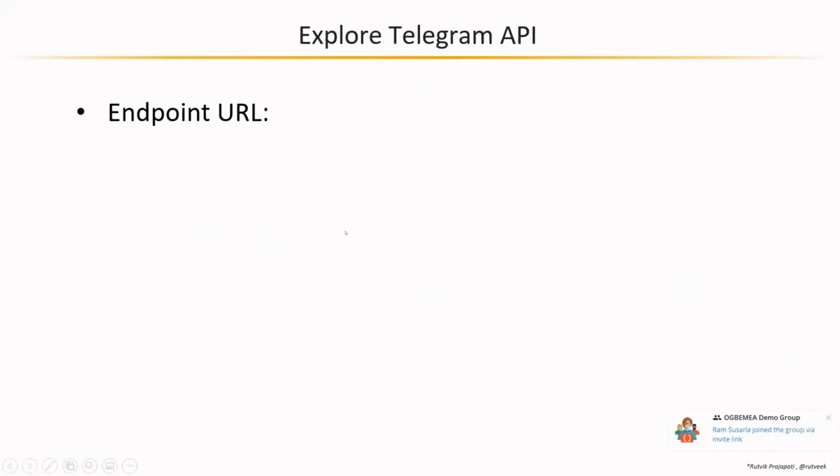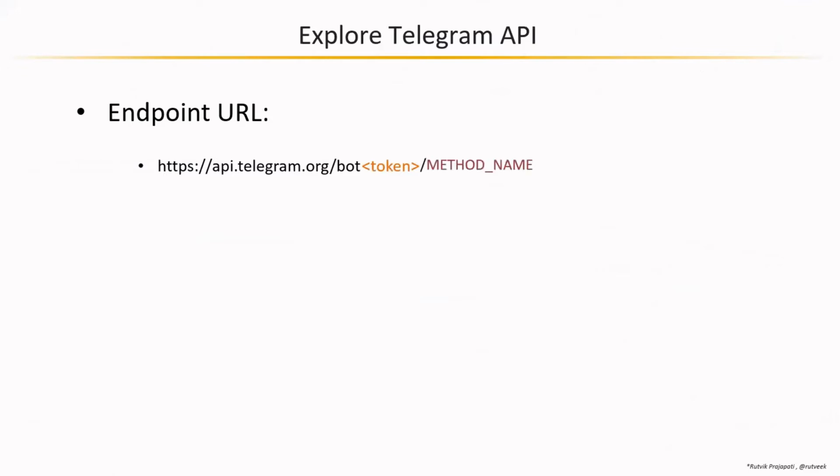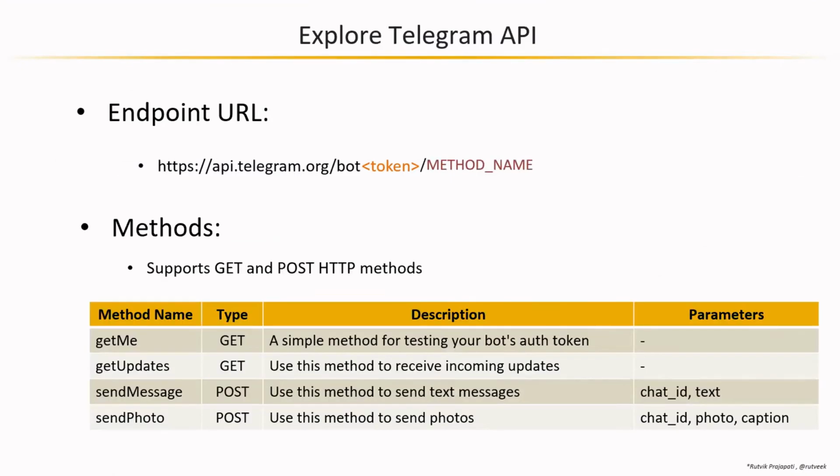All right, so let's first understand the endpoint URL pattern. Here is the base URL of the Telegram API, and then we need to append the token that we got from the BotFather, and at the end we need to append the method name. Telegram supports both GET and POST HTTP methods. Here are the four methods which I used in order to create this application.